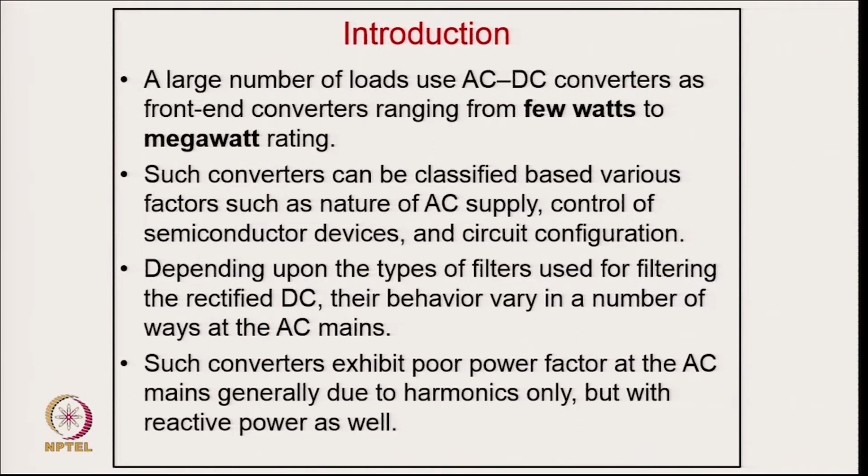A large number of loads use an AC-DC converter as a front end converter, ranging from a few watts to megawatt rating, and such converters can be classified based on various bases such as the nature of the AC supply, control of semiconductor devices and the circuit configuration. Depending upon the type of filter used for filtering the rectified DC, their behavior varies in a number of ways on the AC mains, and such converters exhibit poor power factor at the AC mains, generally due to the harmonics, or sometimes with reactive power.